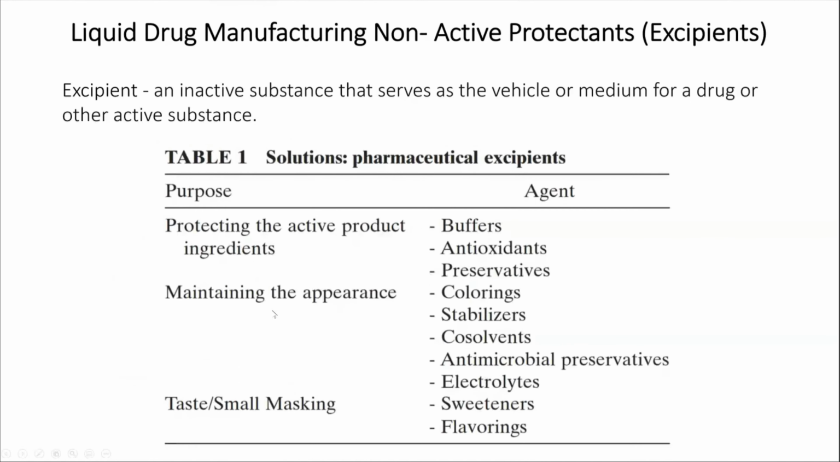All right. So, in liquid manufacturing, we need to keep a strong eye out for the excipients, which are the non-active, the protectants. So this includes buffers, antioxidants, preservatives, colorings. There's a lot of different electrolytes, sweeteners, and flavorings. So these are the non-active ingredients that are added to a liquid dosage that are important. Just wanted to show them, because taste is important.